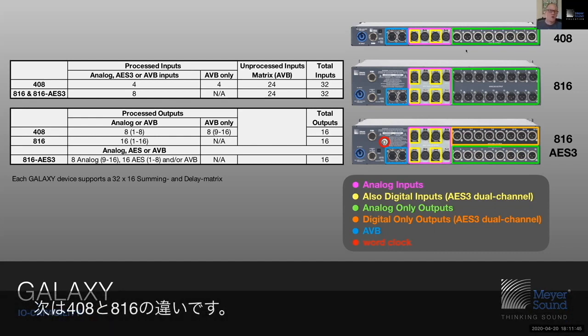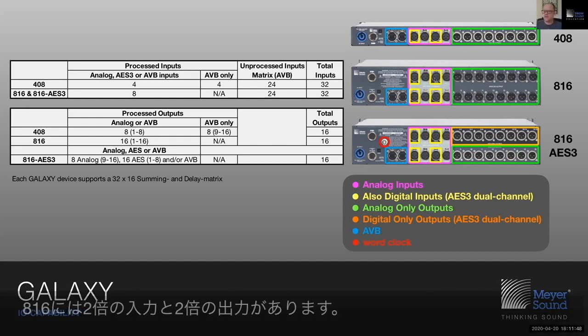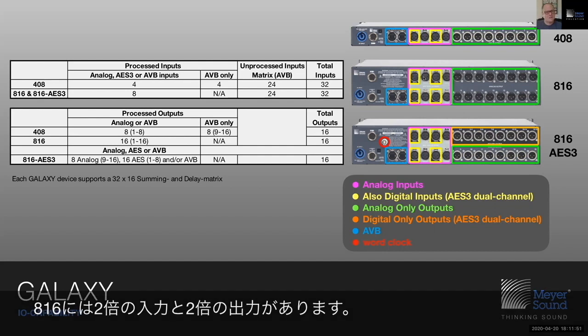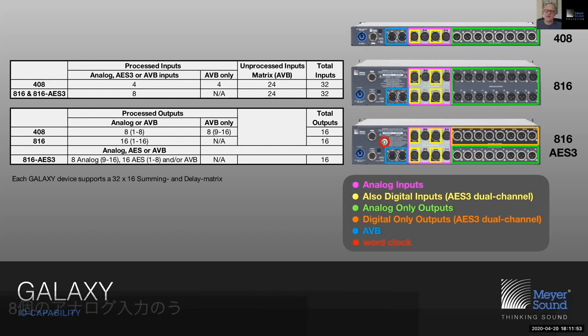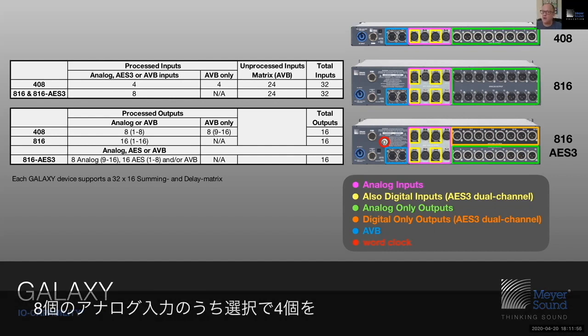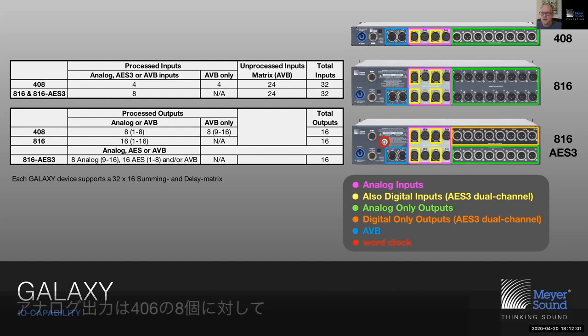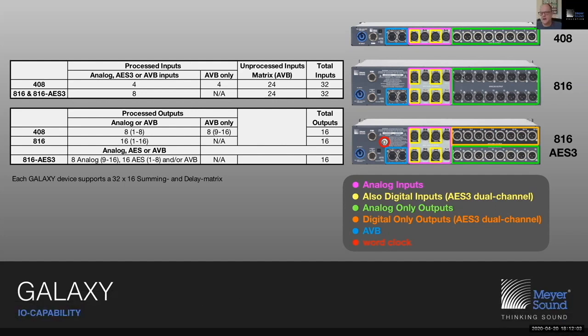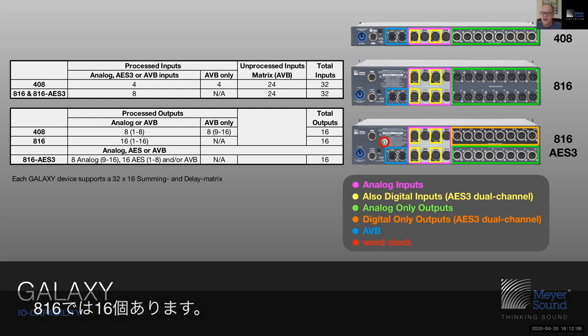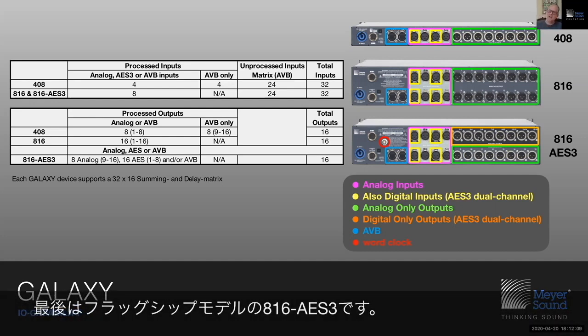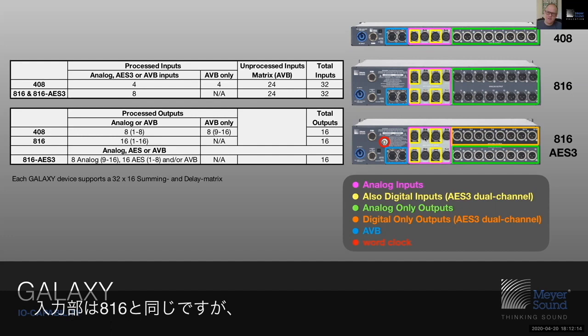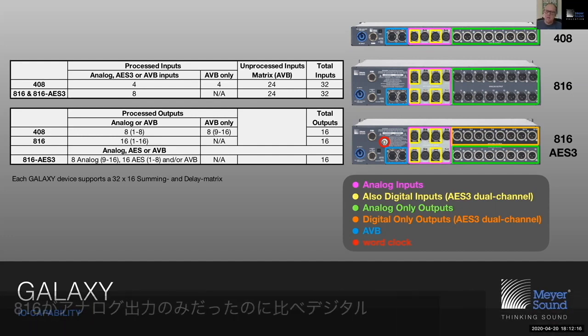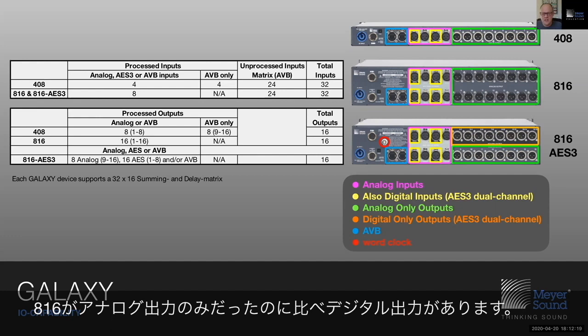So how does the 408 differ from the 816? Well, as you can see, the 816 has twice as many inputs and twice as many outputs. There are 8 analog inputs to choose from, and 4 of those double again as AES3 digital inputs. And we have 16 analog outputs instead of 8. And finally, the flagship model, which is the 816 AES3. It has the same input section as the 816, but it has digital outputs besides analog outputs as well.